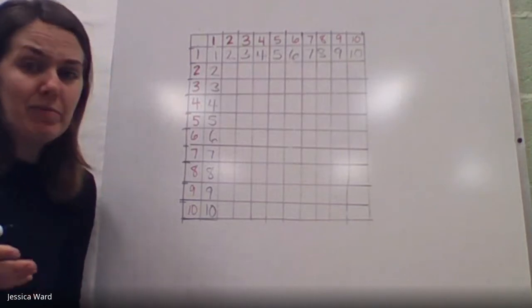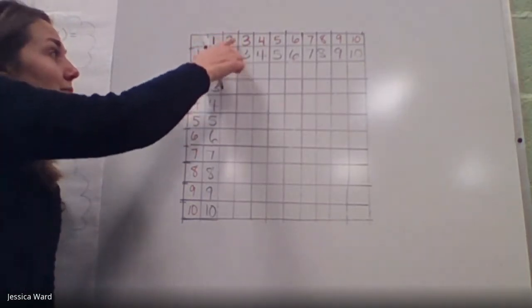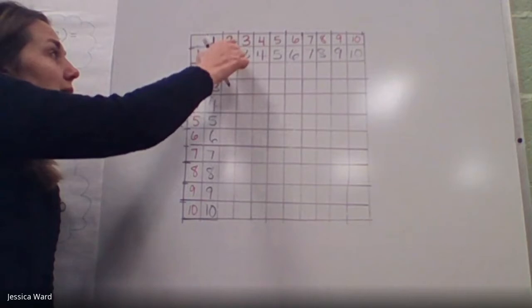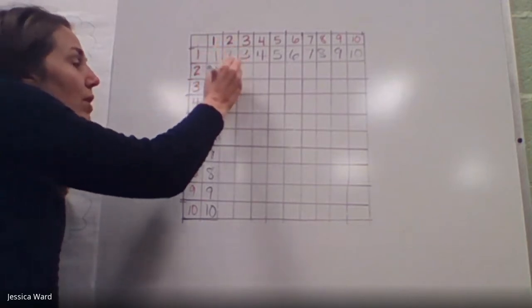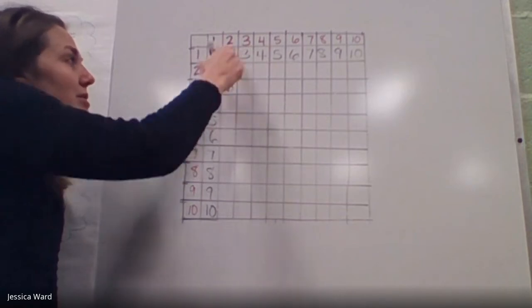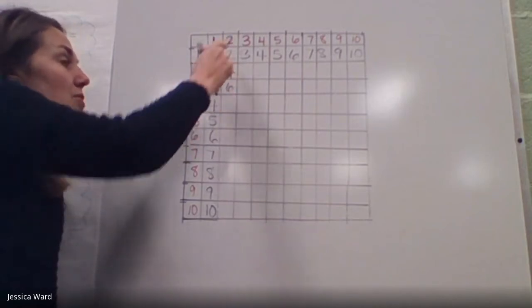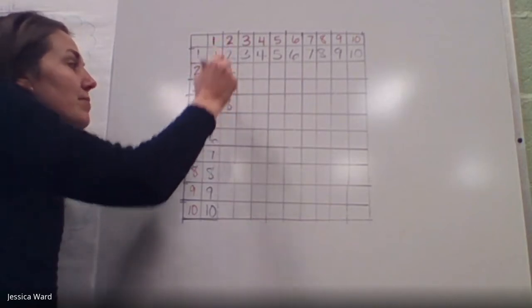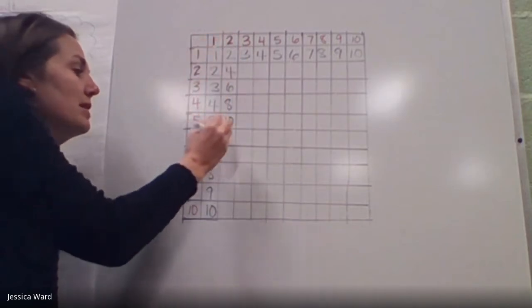Now we're going to go ahead and move on to 2s. So we have 2, and we're going to do the same thing. I have 2 times 1 is 2 in both places. Now I'm going to say 2 times 2, 4. 2 times 3 is 6. And we're starting to see that pattern. I'm counting by 2s, right? 2, 4, 6, so my next one's going to be 8. 2 times 5, 10. 2 times 6, 12.